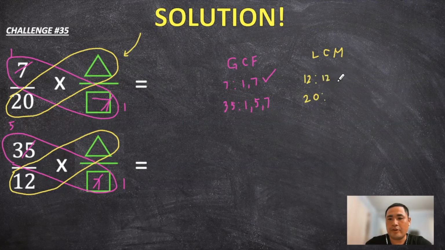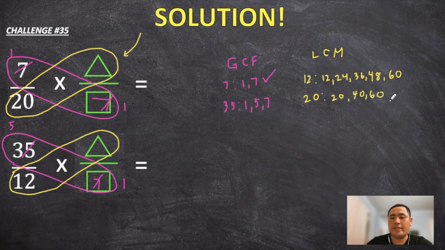For 12, the multiples are going to go 12, 24, 36, 48, and 60. And for 20, they're going to go 20, 40, and 60. So the least common multiple between 12 and 20 is 60. If you put that in our answer, it's going to get a little bit sloppy, but bear with me. 60 up on top and 60 on the bottom.